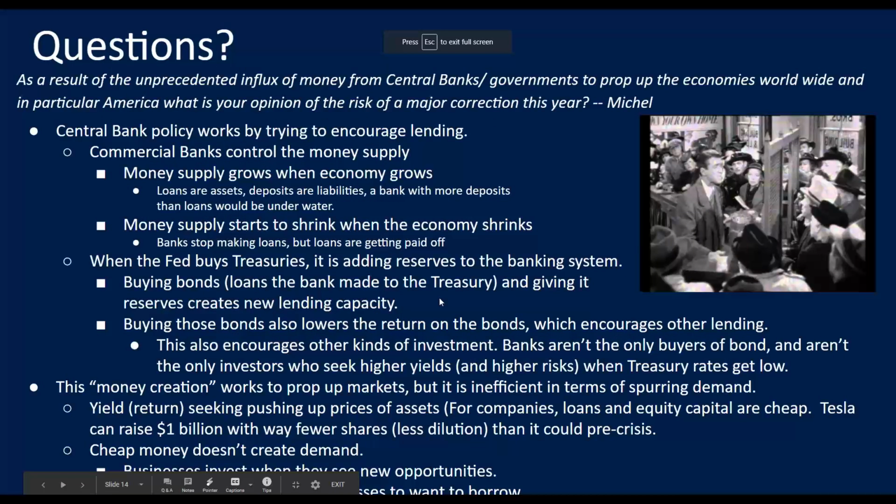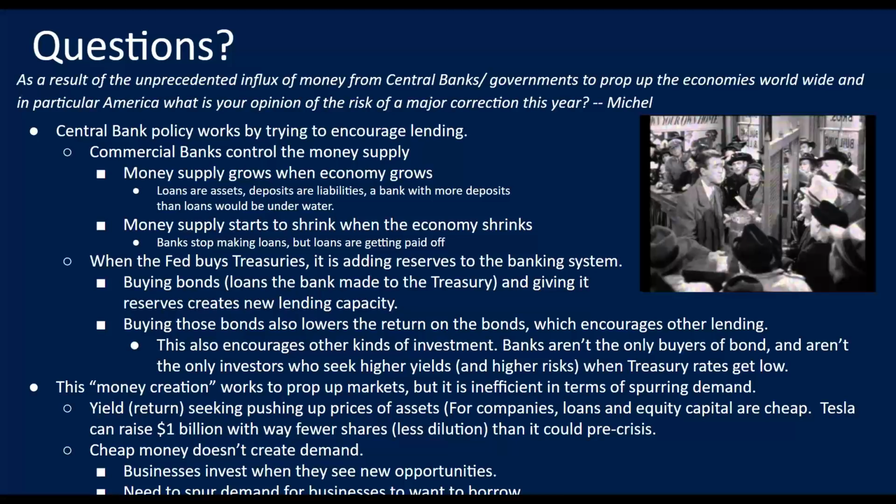But if you think about a bank, a loan that a bank makes is an asset on the bank's books. Deposits are essentially, think about it, you give money to the bank and then you can go get that money back plus some interest. That's a loan that you made to the bank. So to the bank, a deposit is a liability. A bank with more deposits and loans would actually have more liabilities than assets. Most businesses try not to have more liabilities than assets, and banks are no different.